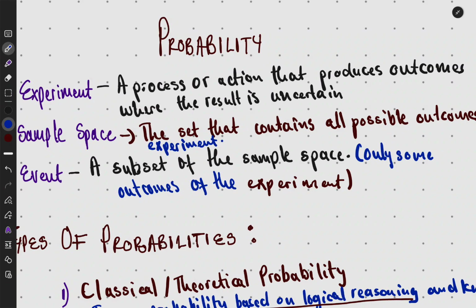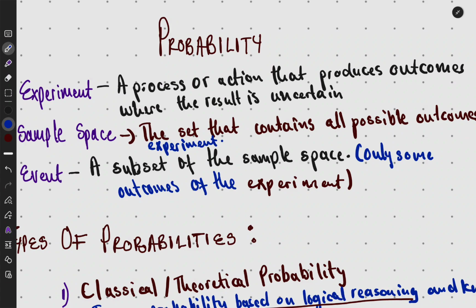So it's like flipping a coin. It is either going to give you a head or a tail. So it's a process that produces outcomes where the result is uncertain. Even if we know the probability of the result, we never know which one we are going to get. If the event does not have a probability of 1, then yes, we know its probability, but we don't know if it's going to happen. You get what I mean?